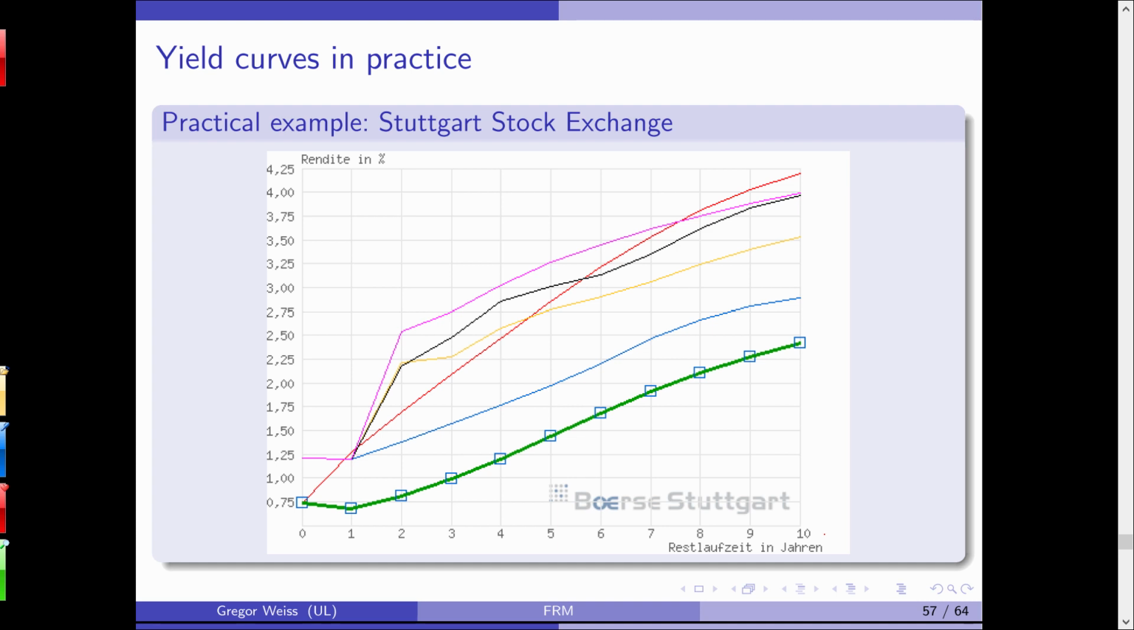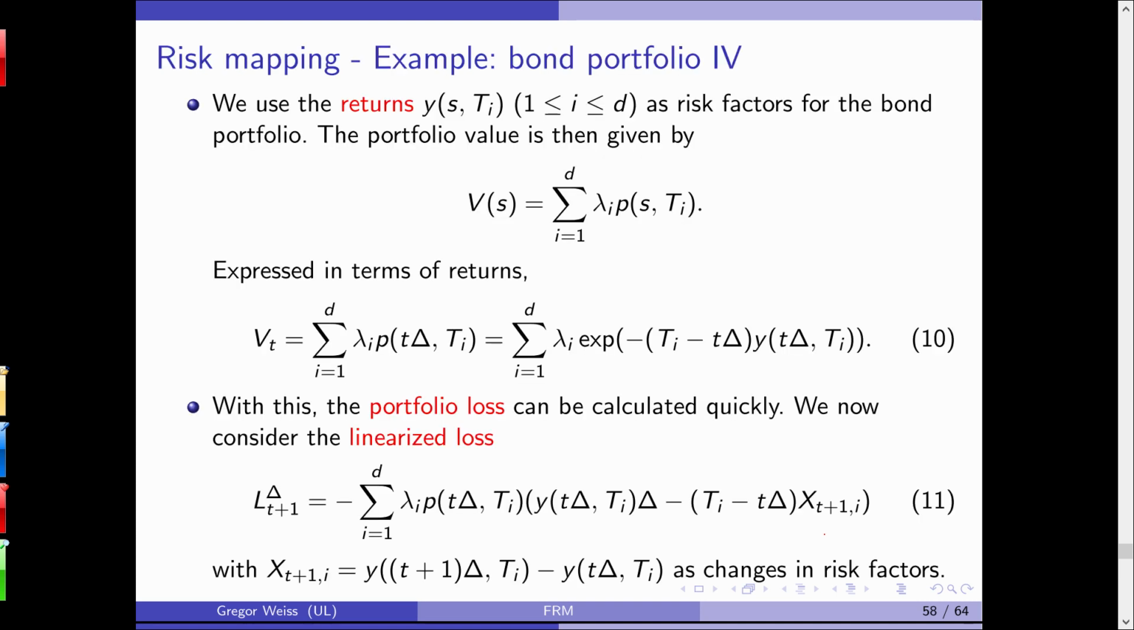This is a practical example from the Stuttgart Stock Exchange, I would say maybe 4 or 5 years ago. Again, you can see yields, in German Rendite, that go up to 4%, and you can see the yields are quite low when it comes to a maturity of 1 or 2 or 3 years. They are even lower nowadays. With the zero interest policy of the central bank, those yields have decreased additionally.